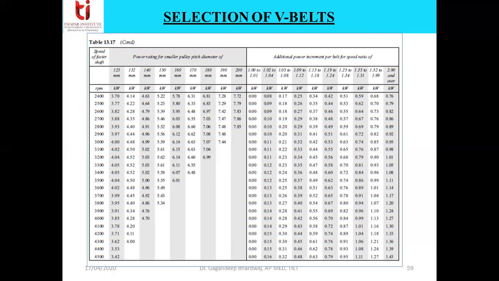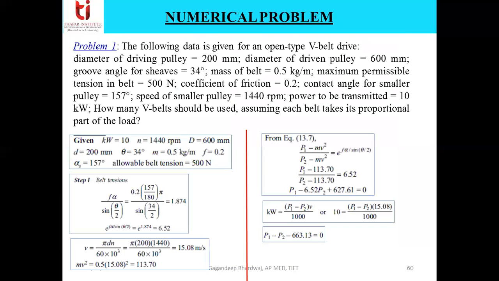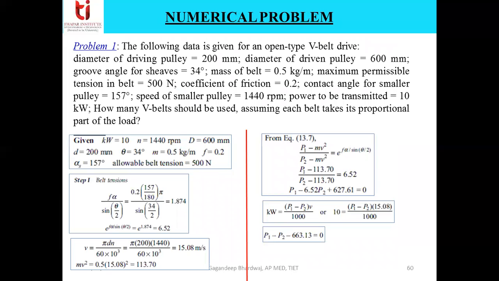Now we will discuss one numerical problem. The data is given for the V belt. Diameter of the driving pulley is 200 mm. Diameter of the driven pulley is 600. Groove angle for sheaves is 34 degrees. And mass of the belt is given. Permissible tension is given. And coefficient of friction, angle of contact for the smaller pulley, speed of the smaller pulley, and power to be transmitted. How many belts should be used, assuming each belt takes its proportional part of the load?